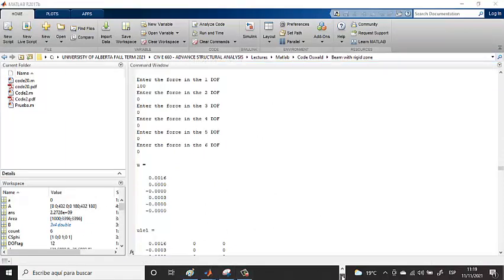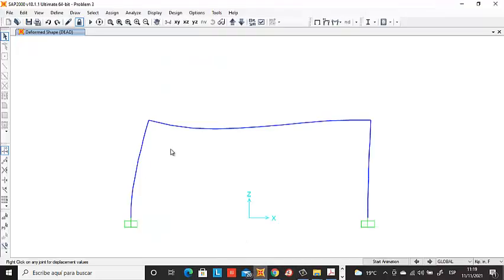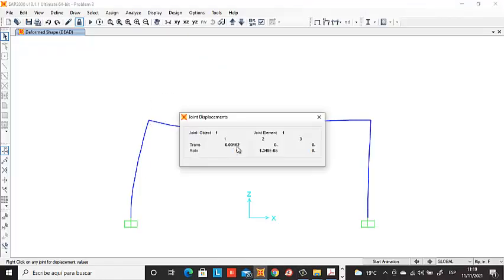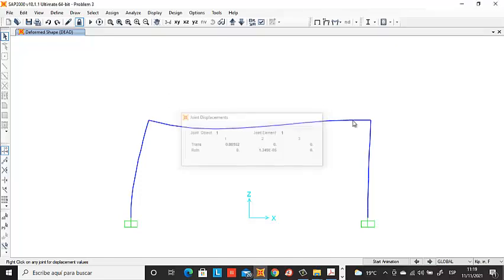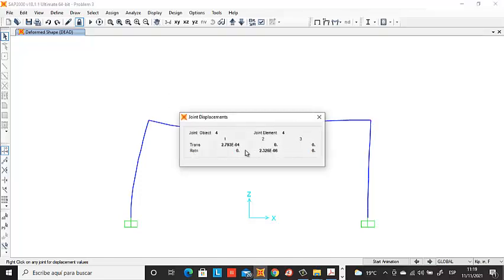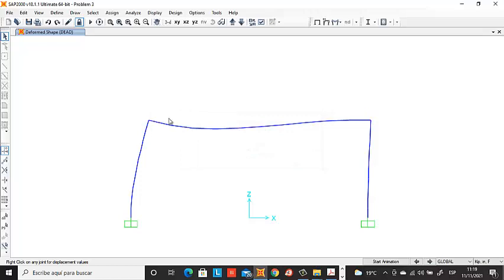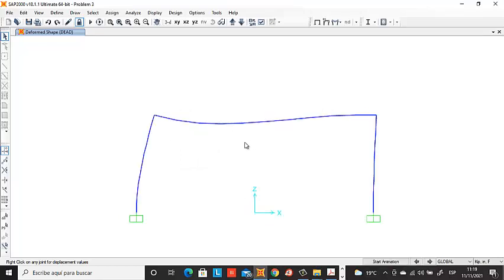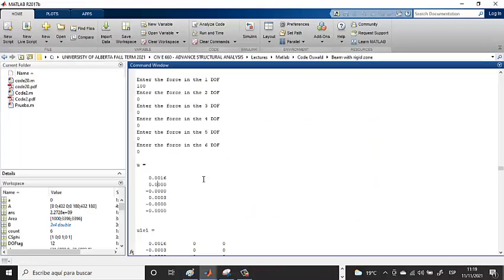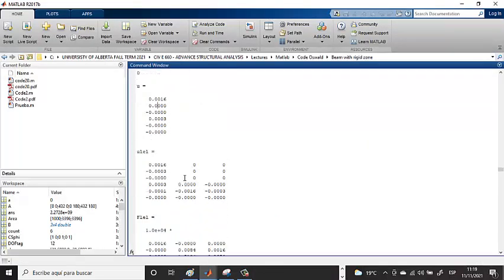So we compare the results with the value here: as you can see, 0.016, almost zero in the other degrees of freedom. And here the value of 0.003 in the translation and the rotation is almost equal to zero. We are comparing the results, and we can say that these are very close results.